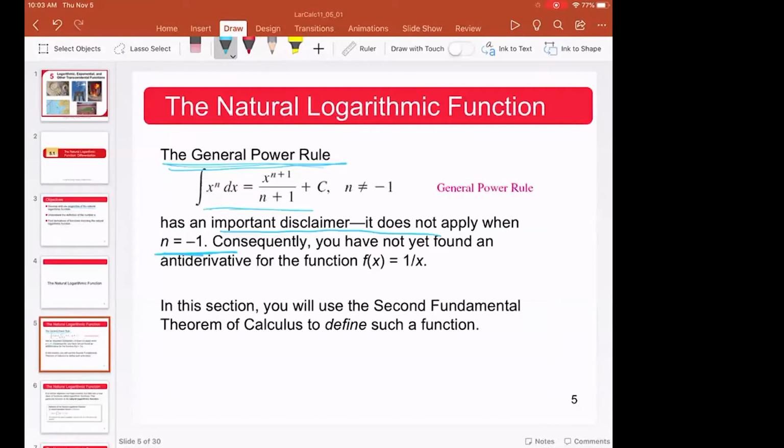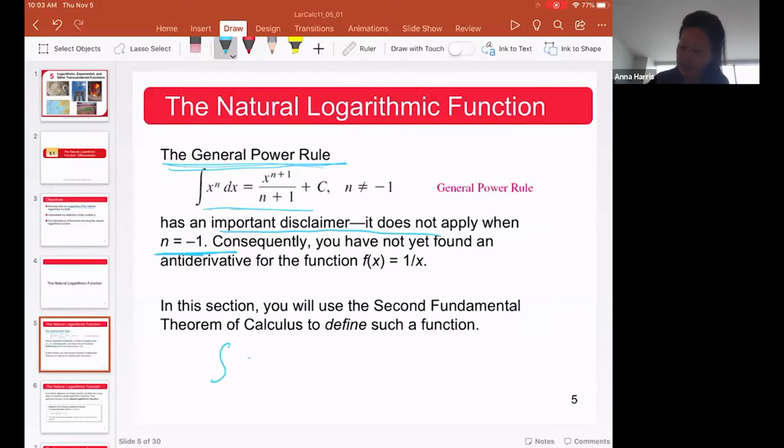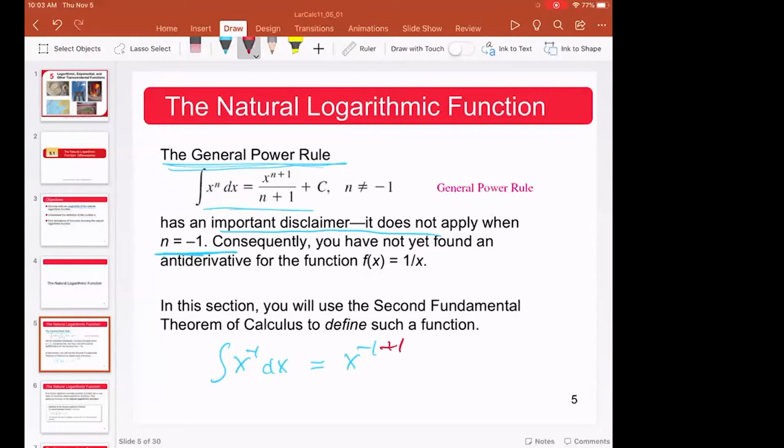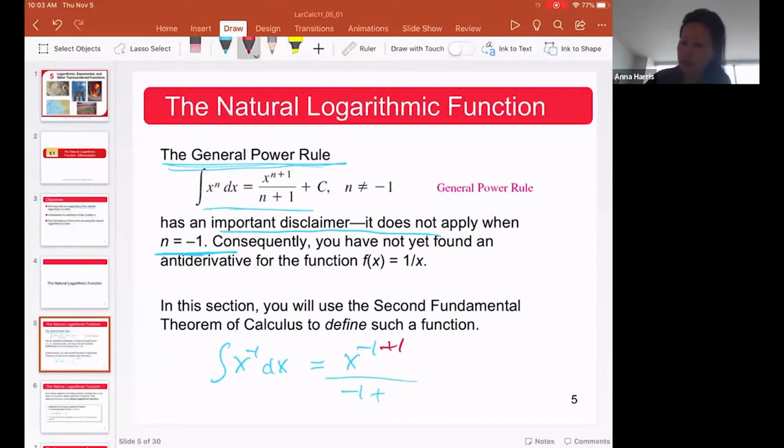Let's look at this one. If I have this, and I use the general power rule, what's the answer then? The answer should be x to the -1 plus 1, and everything divided by -1 plus 1, and then plus c. Okay, now look at what happened to your denominator.